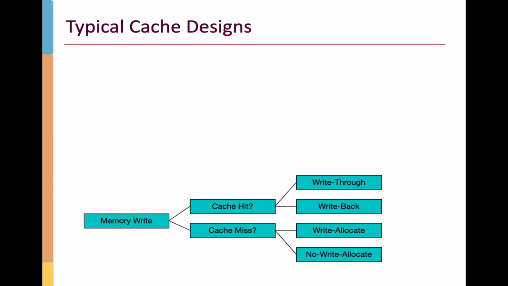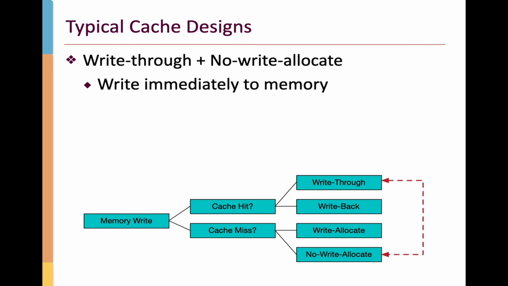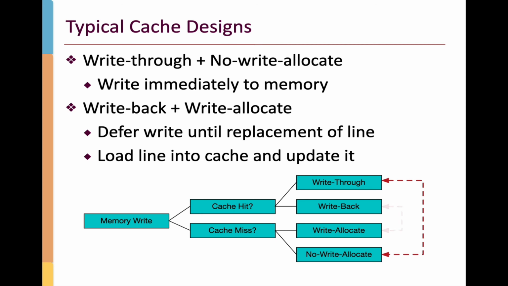It turns out that these four designs for memory writes in the cache are often used in pairs. So we'll often see write through and no write allocate used together, because we're, in both cases, writing immediately to memory. And we'll often see write back and write allocate being used together because in both cases we're sort of deferring the write until we absolutely have to push stuff back out into memory from the cache.